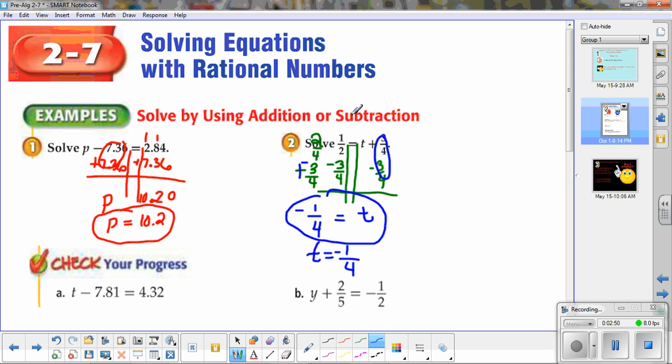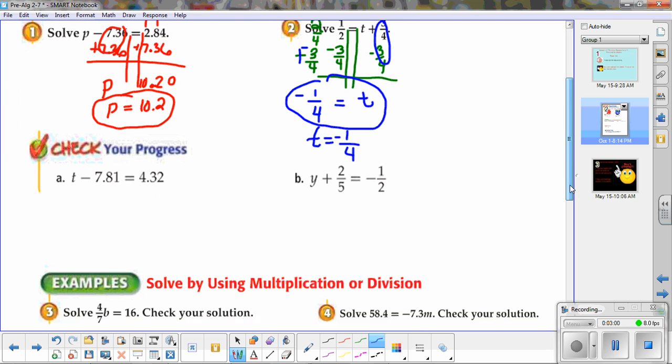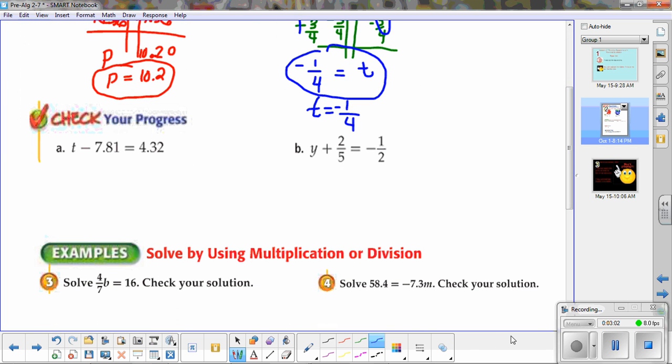You can check your answer by plugging that back in. Negative 1/4 plus 3/4, that equals 2/4, which is the same as 1/2. You may want to pause the video and try the next two on your own.